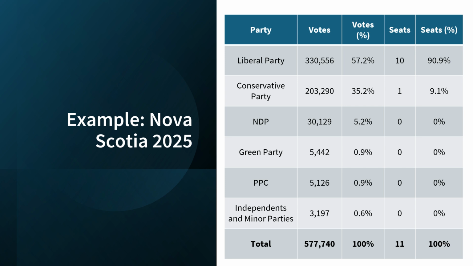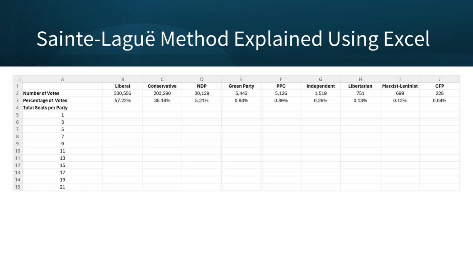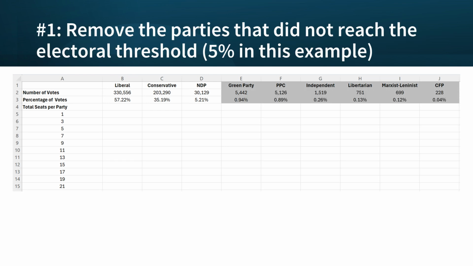Let's see what the seat distribution would have been using the Sainte-Laguë method. First, let's take the results of the election and put them on Excel. Our first step is to exclude all the parties below the electoral threshold, which will be 5% in this example. That means that all of the parties highlighted in gray will not receive any seats because they failed to gain enough popular support in the election.